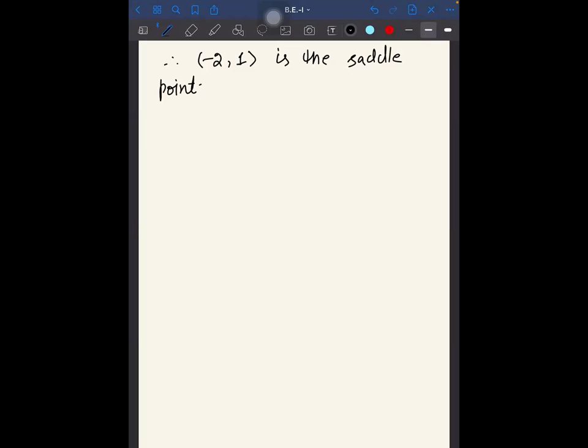So let's talk about a few more questions. Why am I saying a few more questions? Because there are a few questions which are slightly different from the questions which we have already done. So let me talk about question number 18. We have a function equal to x cube plus 3xy plus y cube. So why is this question different? Can anybody tell?